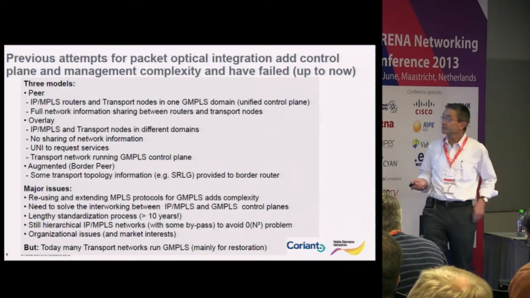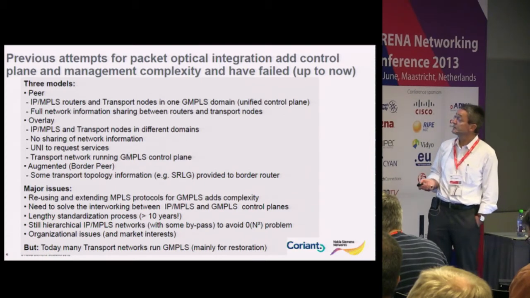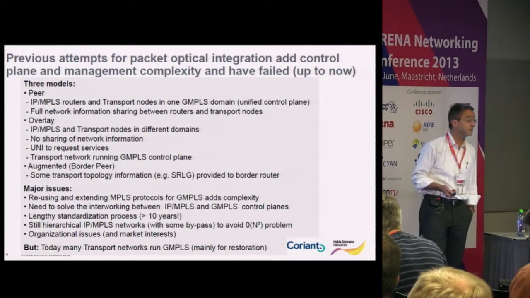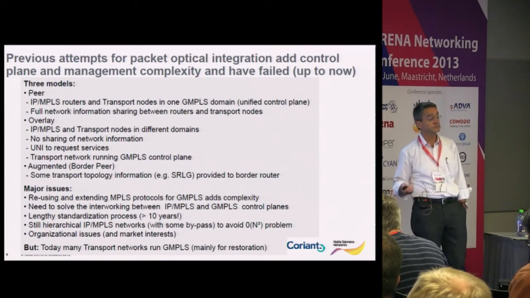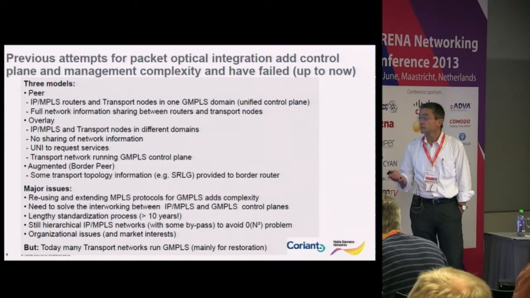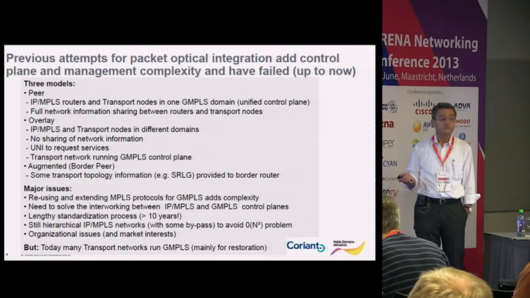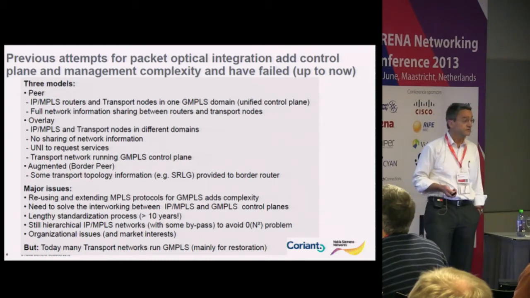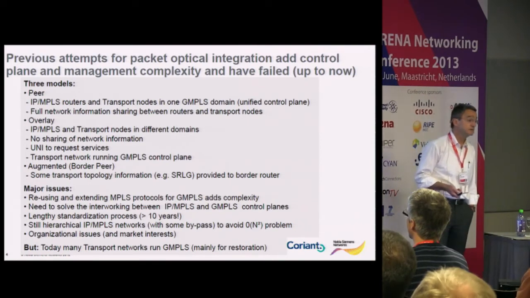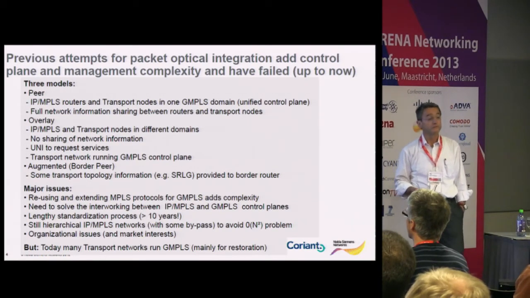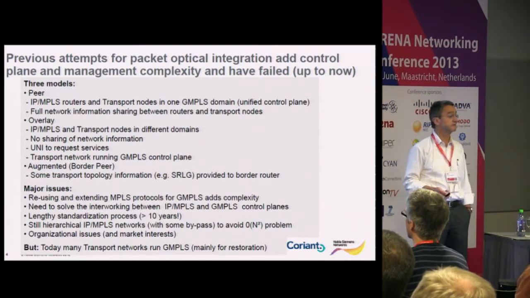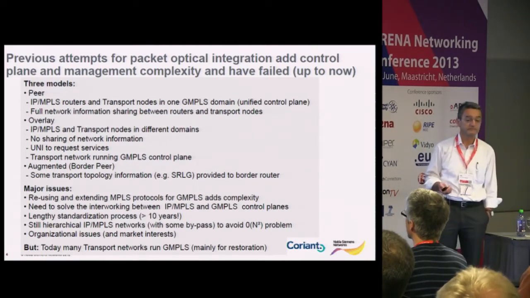So previous attempts for packet optical integration add control plane and management complexity and have failed up to now, and this has been also by the founders or the most promoters of SDN. It has been explained many times why the peer model, the overlay models and the augmented border peer models have failed up to now. Well, there is still some work on this one, but nevertheless, it's very, well, I would not say complex. It's not easy to implement this in the current organizational structures.